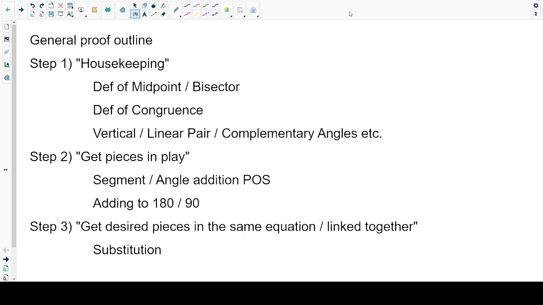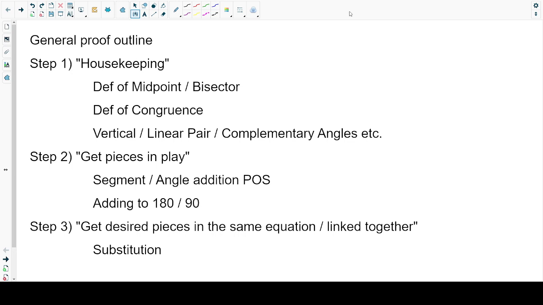But in general, I try to break down the steps to solving a proof into basically three steps. Again, these are broad steps because proofs take more than three steps to do, but they help guide you. So step one is housekeeping. Housekeeping is just getting rid of the basic stuff that we always know how to do. So definition of midpoint and bisector, which gets two things congruent. Definition of congruence to change them all into equal signs. Vertical, linear pair, complementary angles, anything that we need to say about the stuff that we can see right away that we're going to play off of later on. So this is getting everything we know about the stuff just at a glance on the board, written down so that we can use it later, right?